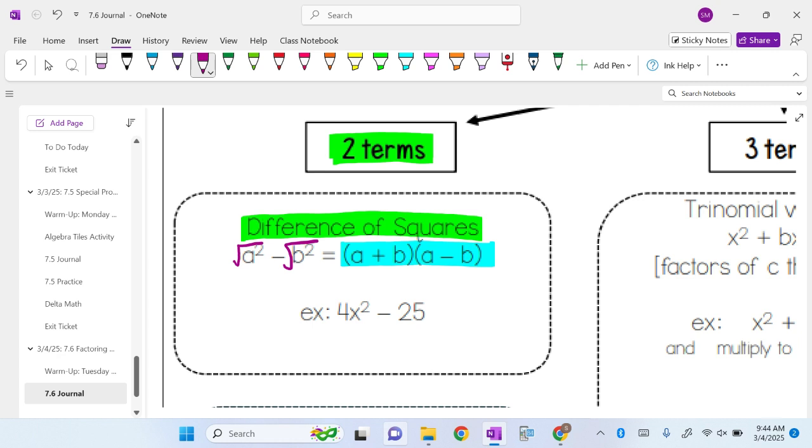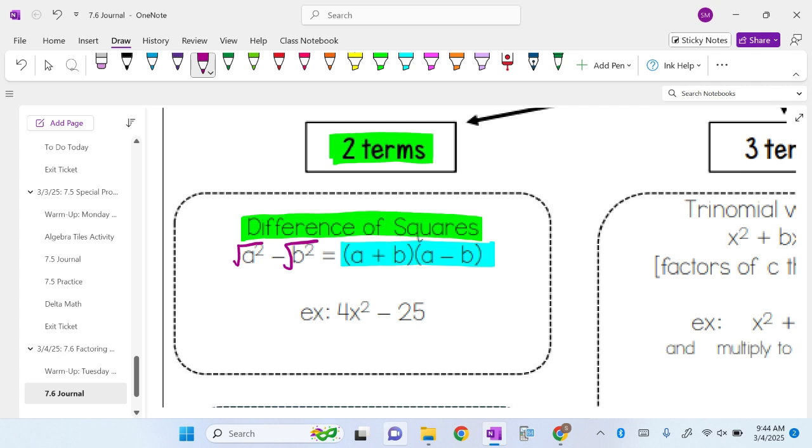Cancel each other out? What cancels out? You're close. What cancels out? What cancels out a square? Or what undoes a square? A square root. So, in other words, a perfect square has a nice square root.